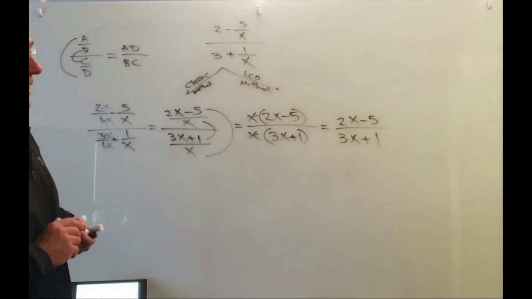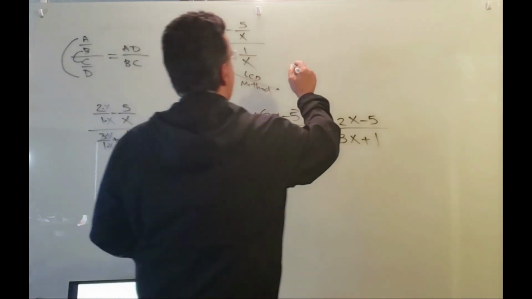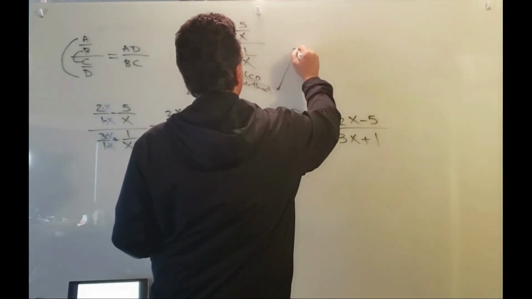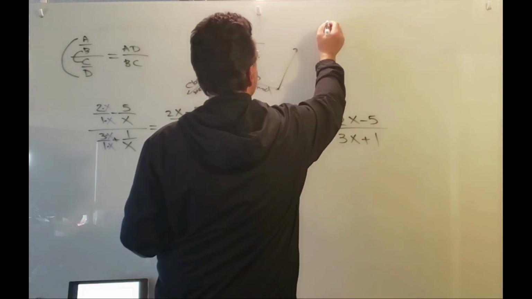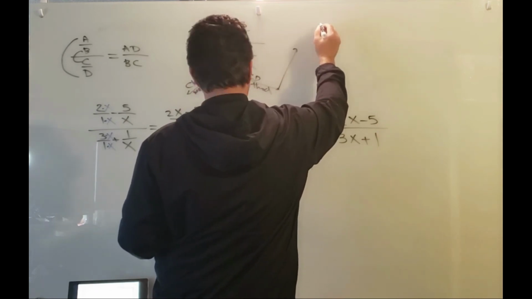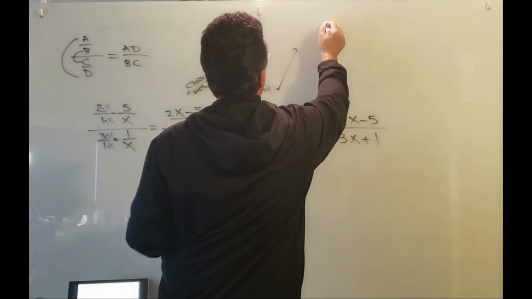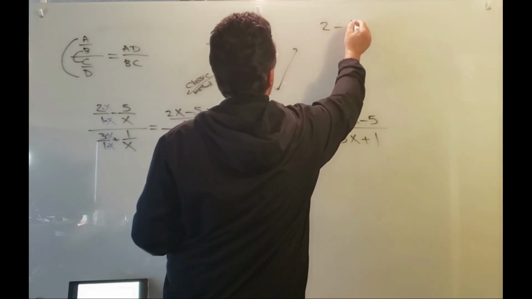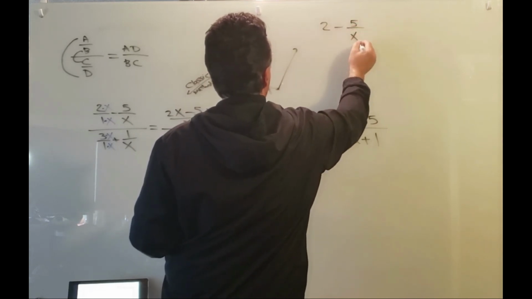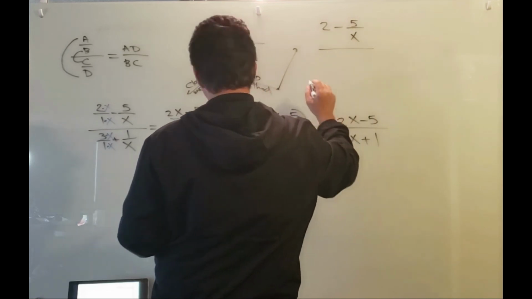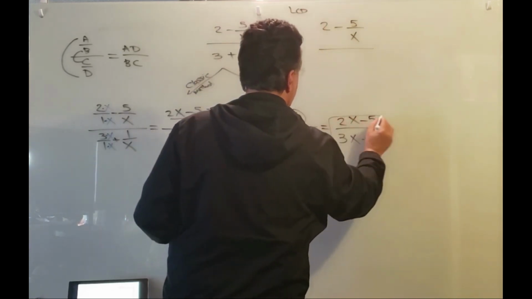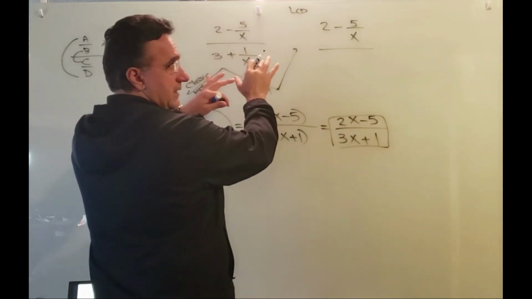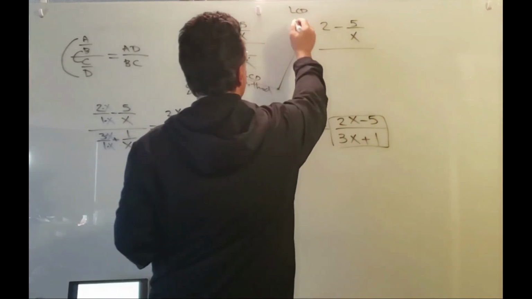Now the LCD method, which I'm going to show up here, is actually quite an amazing method. You're going to find out soon that I'm a big fan of the LCD method. So let's write down the problem again. 2 minus 5 over x, over... remember, we're finished with the problem. We're doing it now using another method, which we call the LCD method.